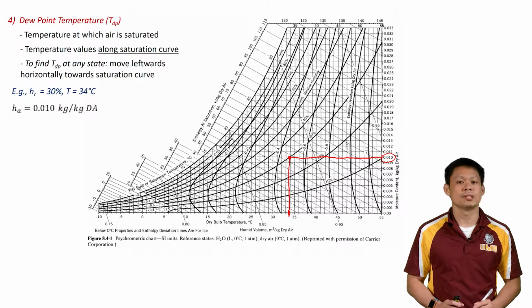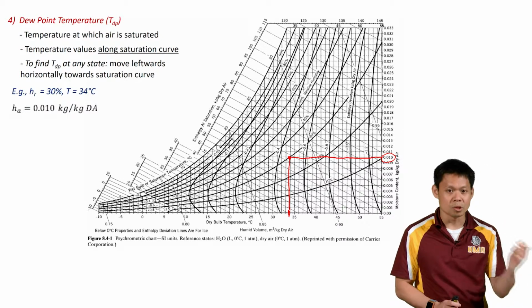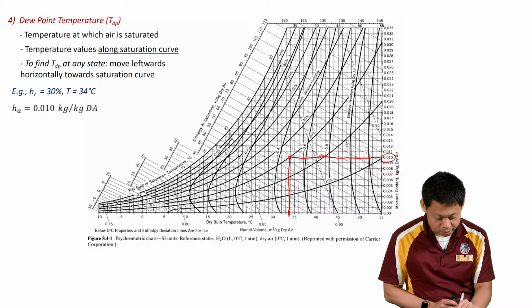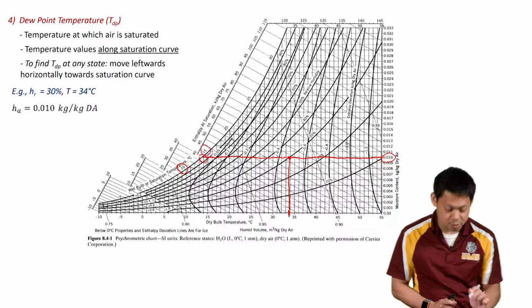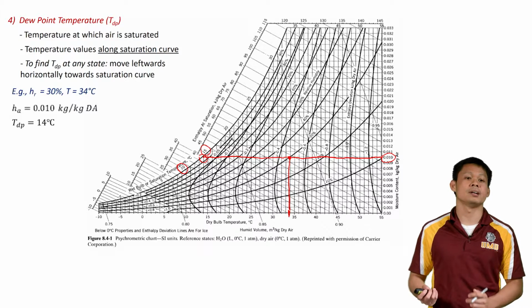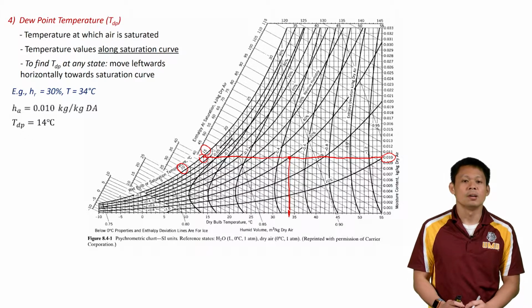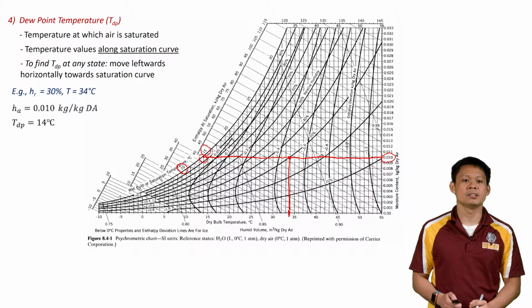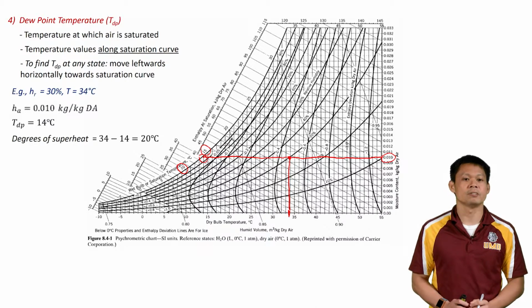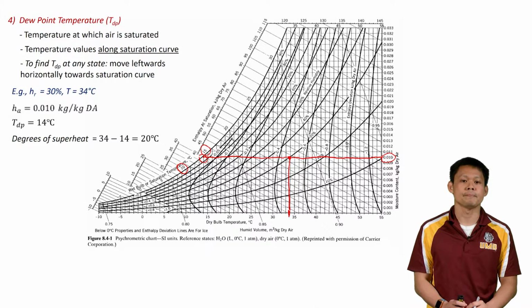To read the dew point temperature, we'll move leftwards towards the saturation curve. So from our point, we're just going to go horizontally across. We're going to hit right here, and you can see here's 10, and between each of the markings, we are actually at 14 degrees C. So that's our dew point temperature. We know our temperature is 34 degrees C, and the dew point temperature is 14 degrees C, so we can actually calculate our degrees of superheat to be 20 degrees C.